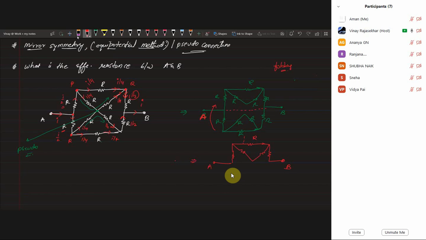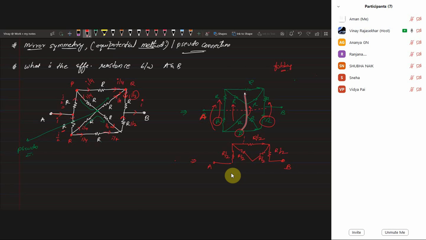If you fold, this resistor is going to touch this resistor, then you have to write it as R by 2, because we folded for one time. Then this resistor is going to touch this resistor, then the resistance is R by 2. This resistor is going to touch this resistor, then resistance is R by 2. This resistor is going to touch this resistor, then resistance is R by 2. This resistor is going to touch this resistor, again the resistance is R by 2. Okay, students.